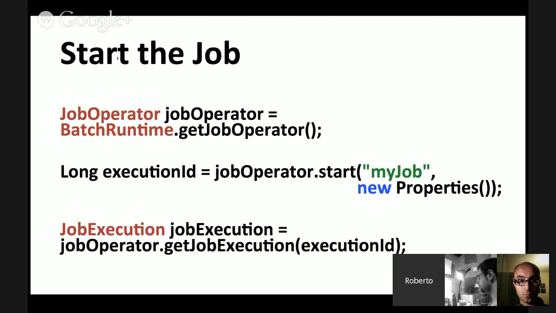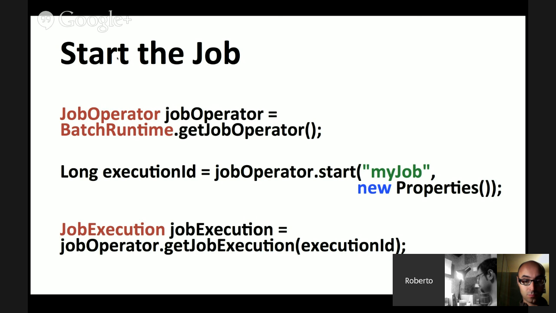And now here, you're just going to do jobOperator.start, my job, and then new properties. These new properties are actually empty, but you can pass properties to a job, and I can show you how later. And then if I want to look into the status of my job, I can just get an execution ID from my start method, go again to the job operator, get job execution, pass that execution ID, and then I have a job execution object where I can query what's happening on my job.